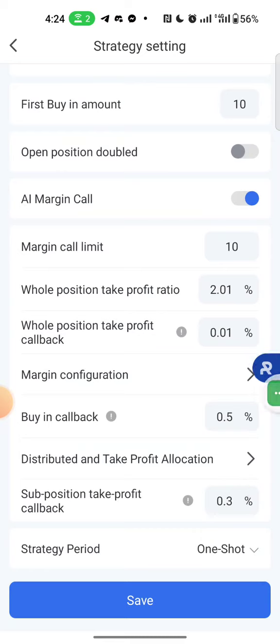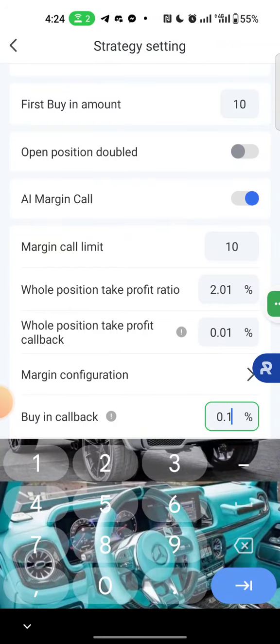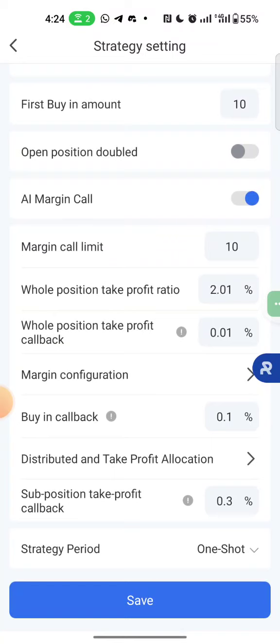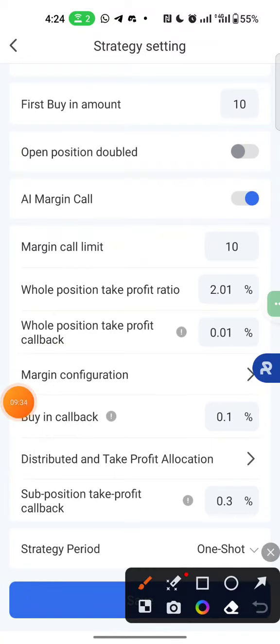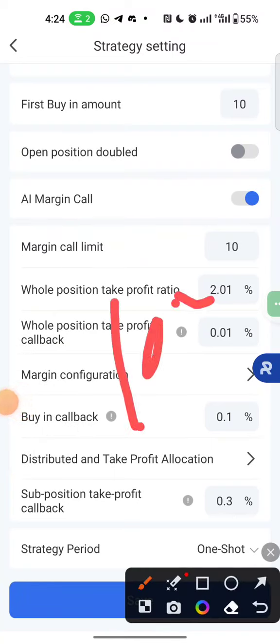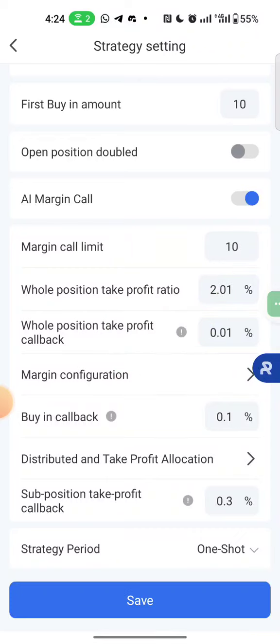Now, when it comes to buy-in callback, because our margin call drop was 0.2, it means that basically this cannot be bought. So we shall reduce this to 0.1, because if the margin call drop is 0.2, then the buy-in callback cannot be 0.5. Like I explained recently, when the market falls by 0.2, you cannot say it must go up by 0.5. No, if it goes up by 0.1, then the robot will be able to buy.